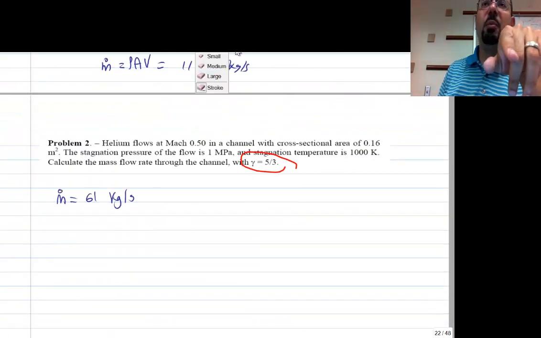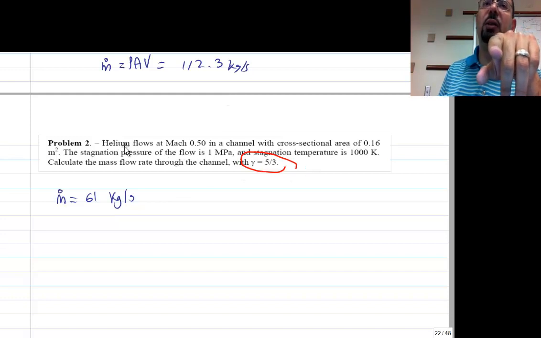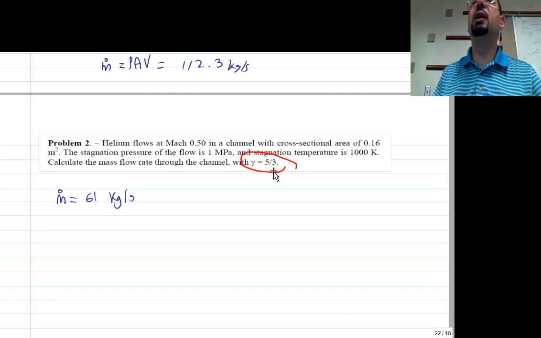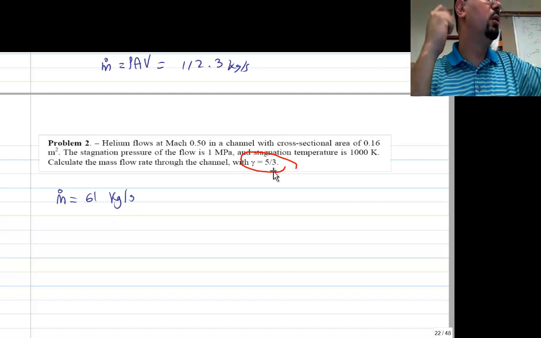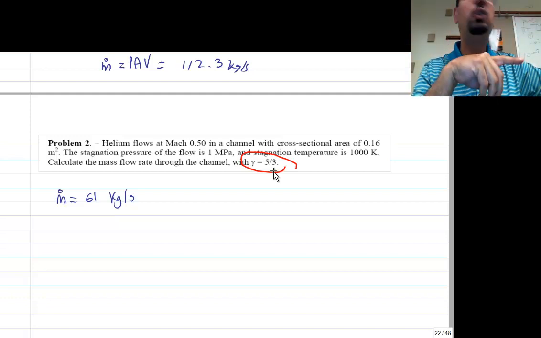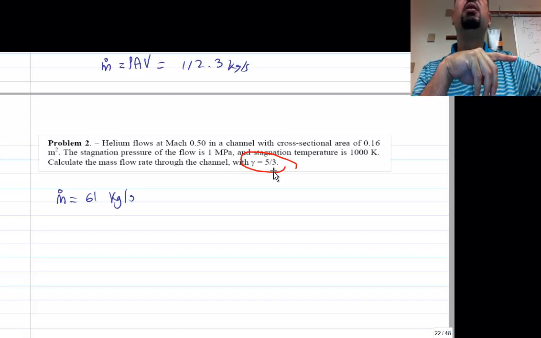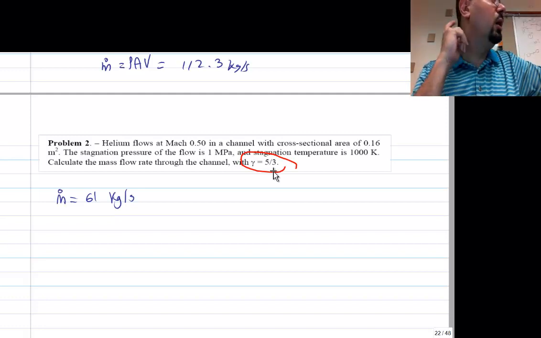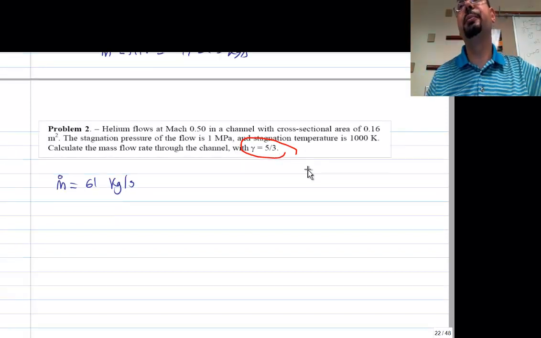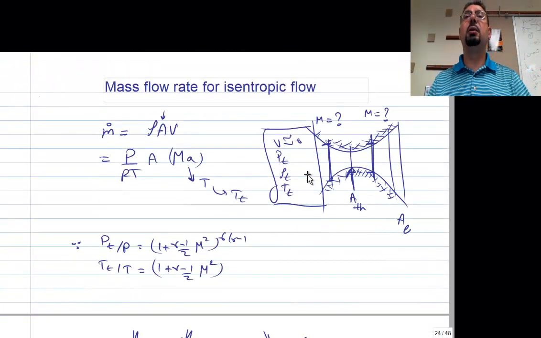Same problem, but different fluid, different gas, helium. So gamma is 5 over 3, and then that's not the right table. Appendix P1 is only for 1.4. Which table is for 5 over 3? P3. All right.